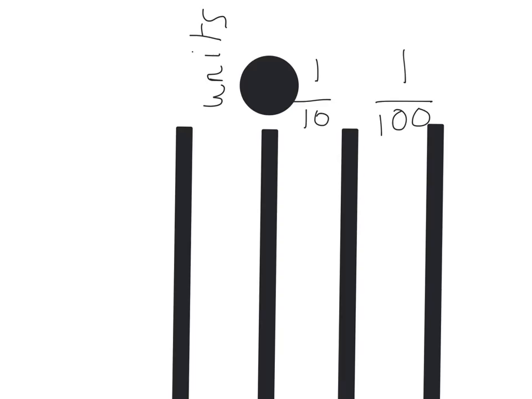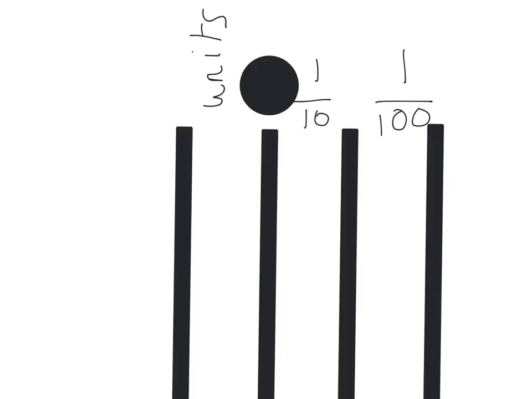Sometimes you're asked to change decimals, like these, into fractions. And the easiest way to do this is to write it out using place value columns. A quick comment on place value columns.